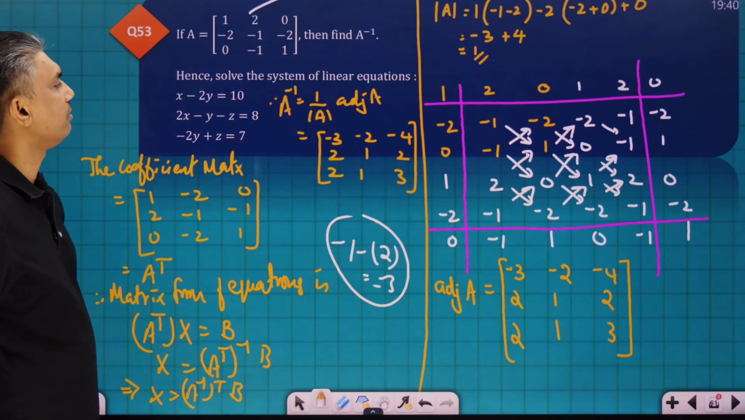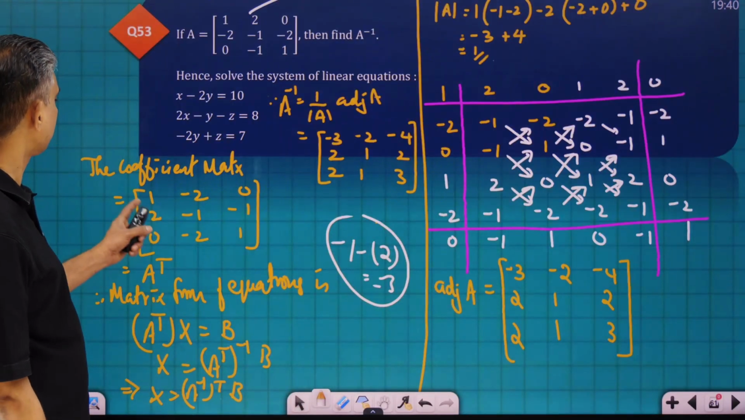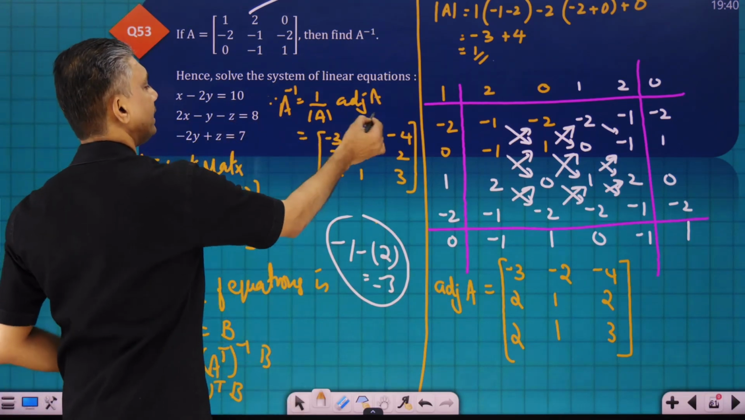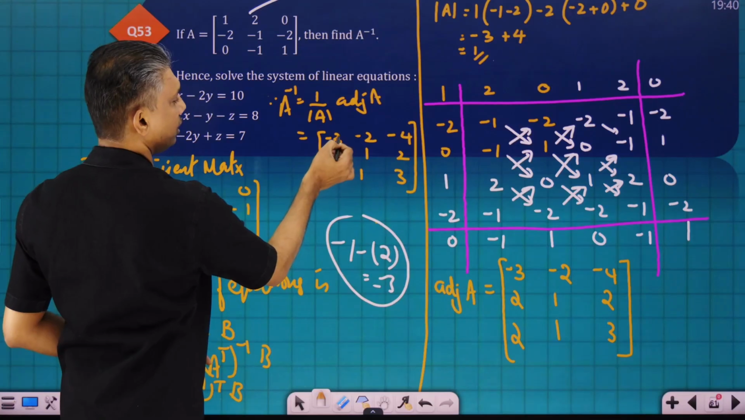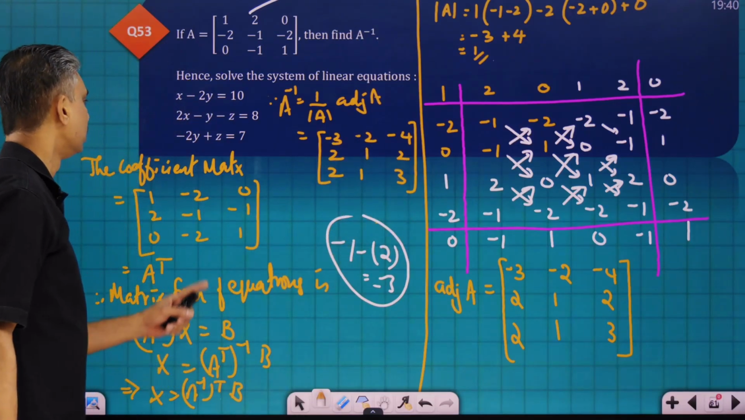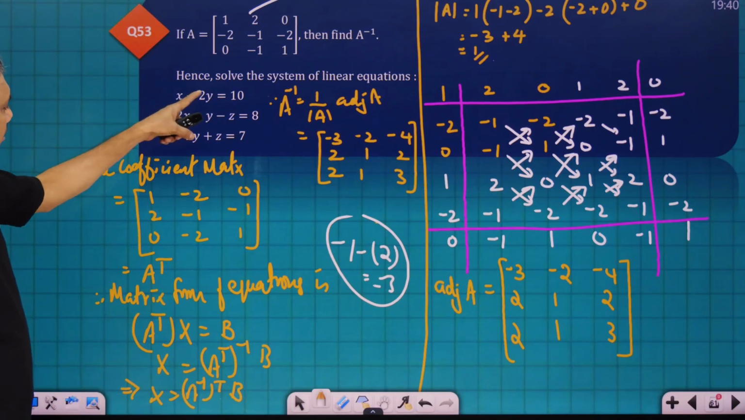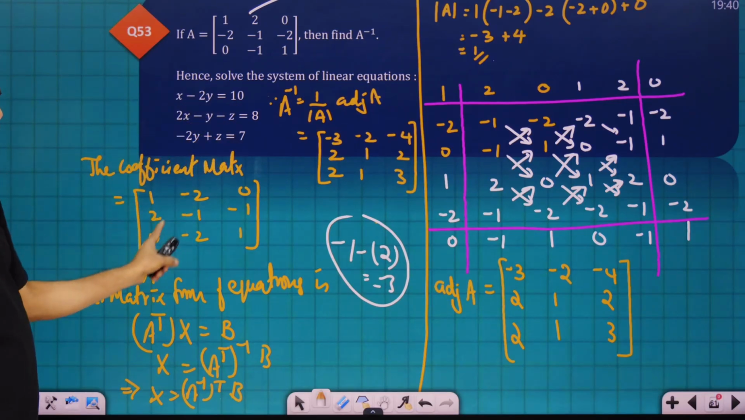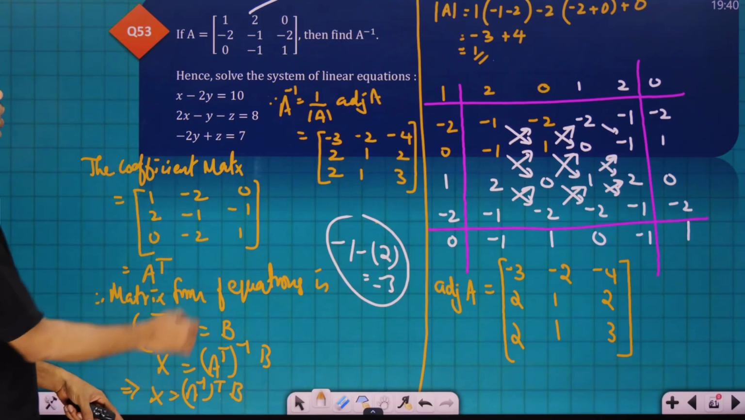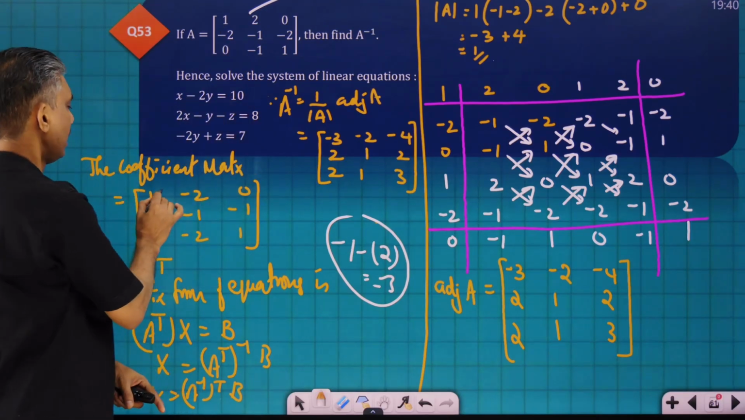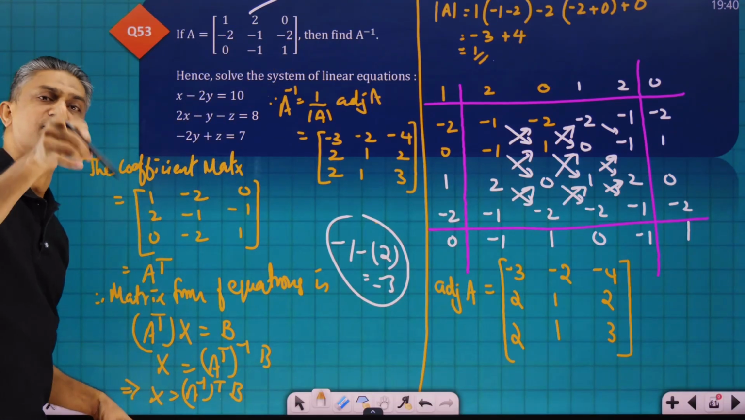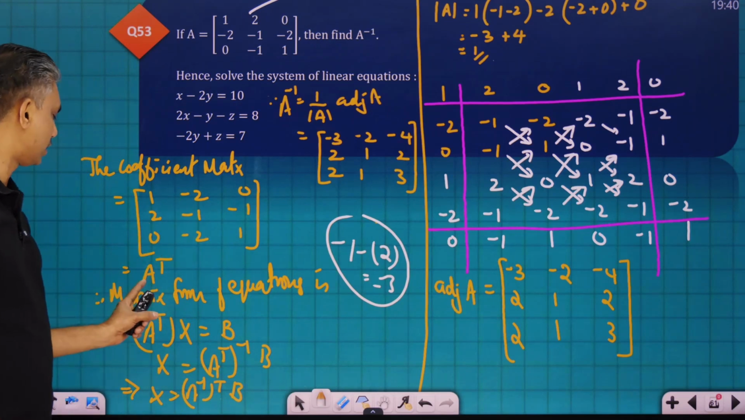Now, we need to find A inverse. So, here it is, for the coefficient matrix. A inverse we already got: 1 by det A into adj A. So, 1 by 1 into minus 3, minus 2, minus 4, 2, 1, 2, 2, 1, 3. Now, the coefficient matrix you see is 2, minus 2, 0, 2, minus 1, 0, minus 2, 1, and that is not equal to A. This is not equal to A because A is 1, 2, 0, but here 1, 2, 0 is down.